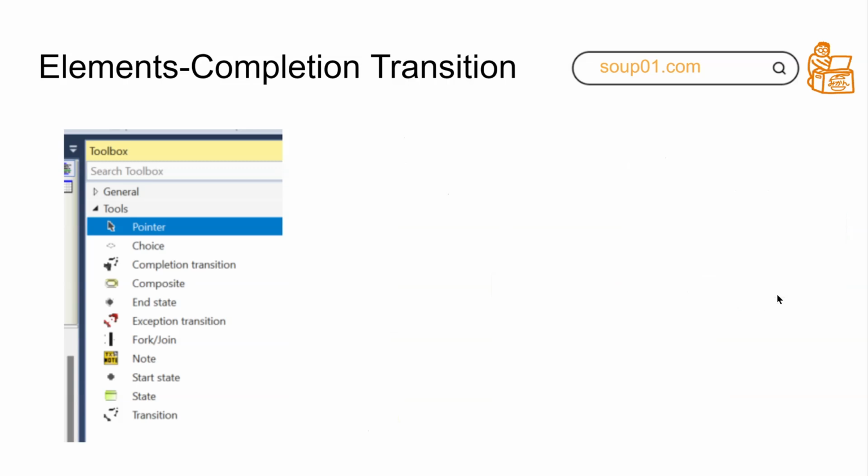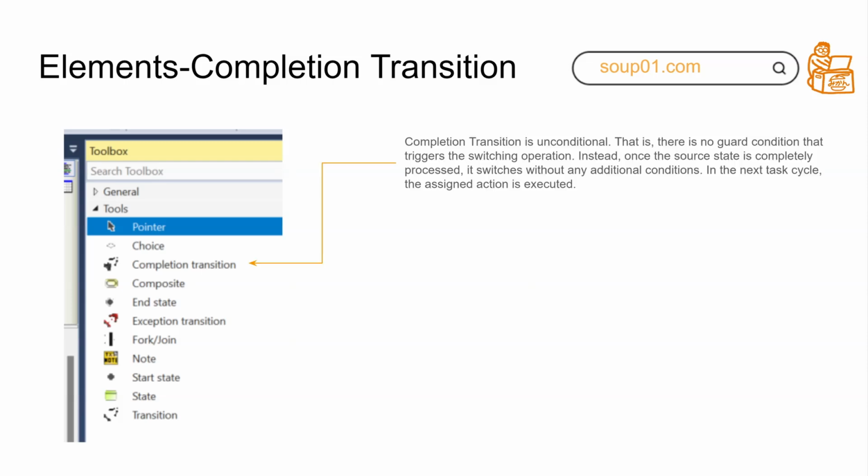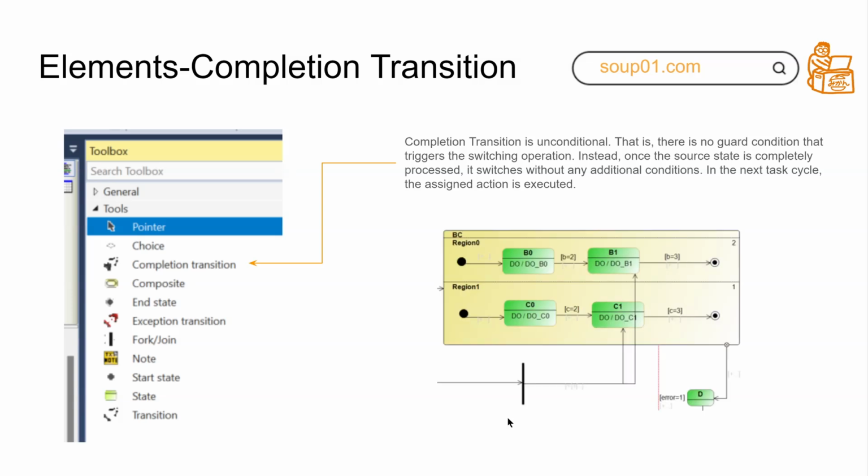Then we have a completion transition. A completion transition is unconditional. So it means the end of your status. So here you can see a yellow orange here. It means that, for example, my B and my BC status are running and both end. Then I will have a completion transition here, and then it lets me jump to state 4 as in D.